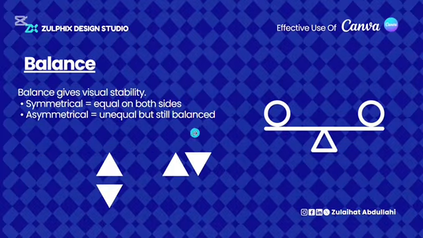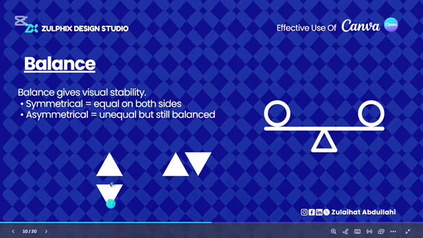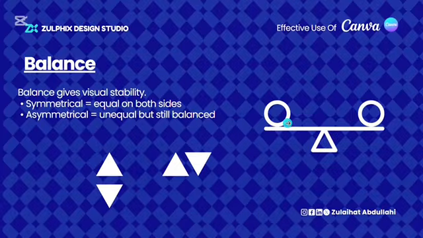So let's go to the first principle, which is balance. Balance gives visual stability. We have symmetrical and asymmetrical balance. Symmetrical is equal on both sides, while asymmetrical is unequal but still balanced. Like this one here, they are all equal, and they are symmetrical, while here they are asymmetrical. So everything is a matter of balance in design. That's what I meant here.